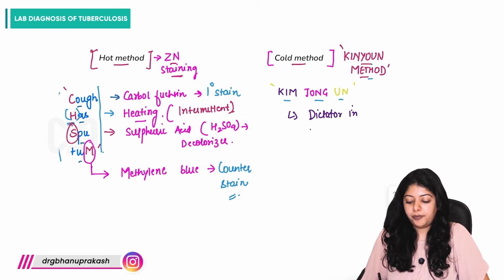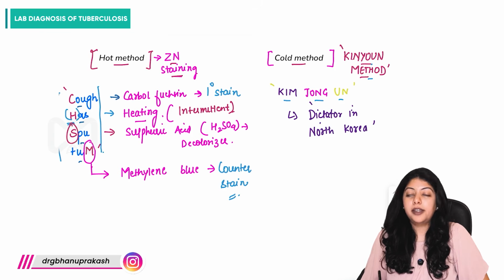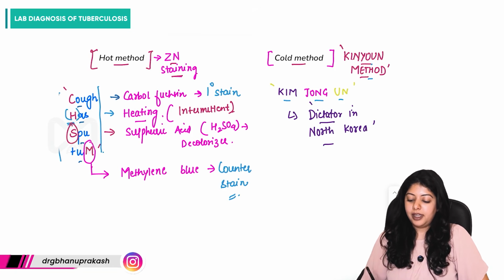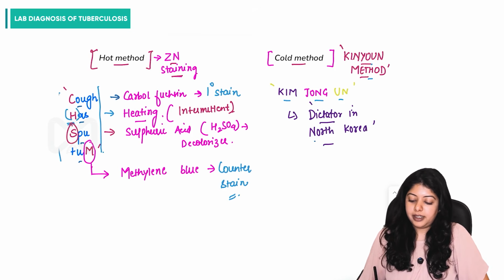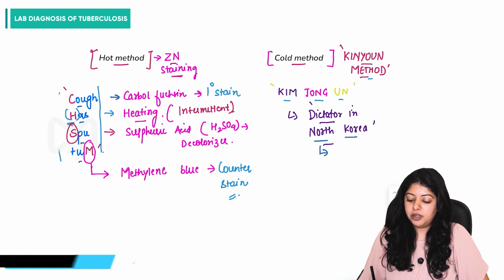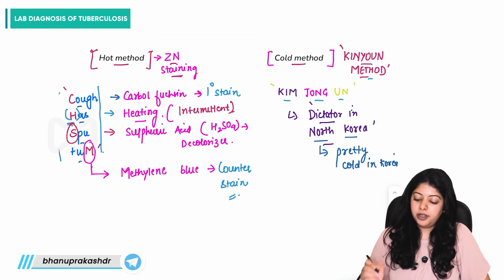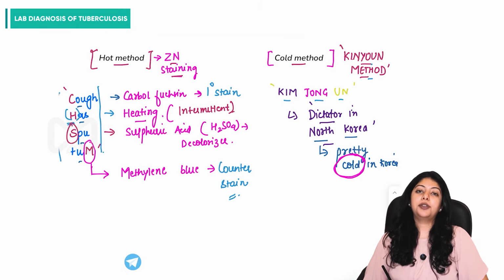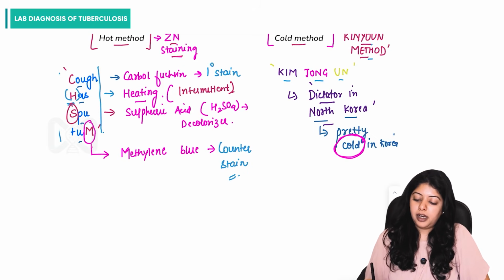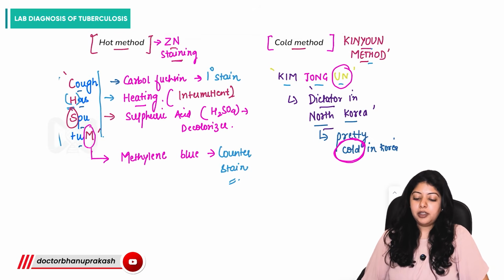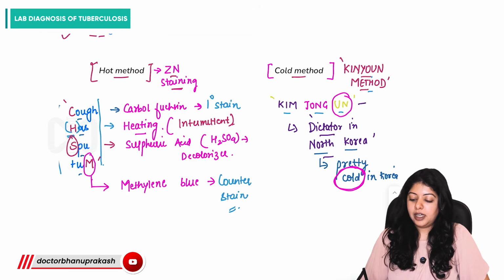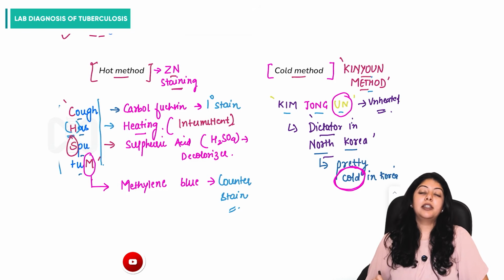in North Korea. Right? First thing. Then we are highlighting North Korea and it is pretty cold. Pretty cold in Korea. So from here we derive the cold method, first thing. Then un. So this particular method, it is unheated method. We do not heat the sample.